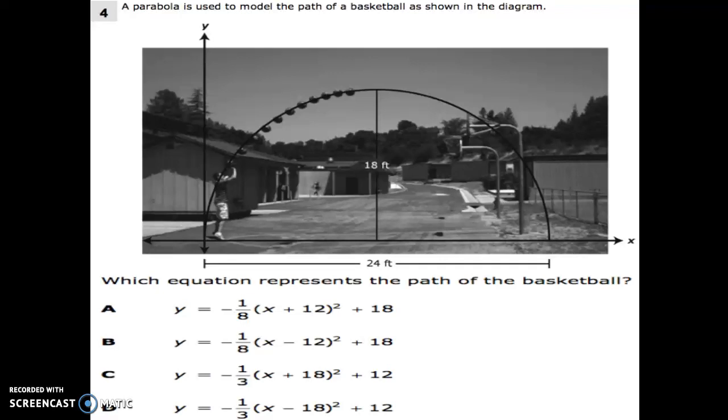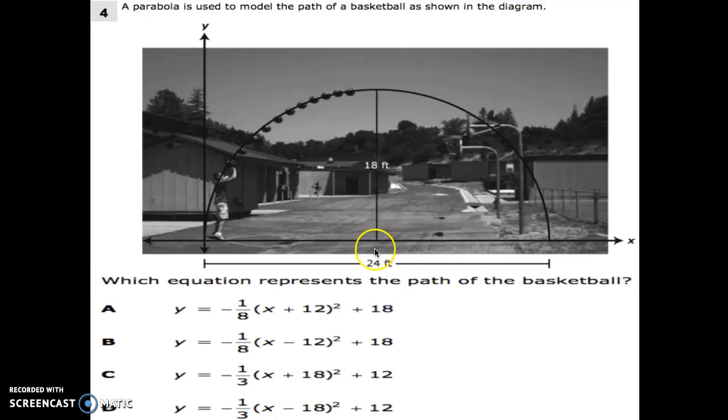Question number 4, instead of being given an equation or a graph, we're given this image of a kid throwing a basketball. And if you notice, the shape of that is a parabola. It's a U shape. So we're going to use this to our advantage to figure out our equation. We see here that this measures on the floor on the x-axis. It measures 24 feet. And over the vertex, we're going to look for the vertex to help us.